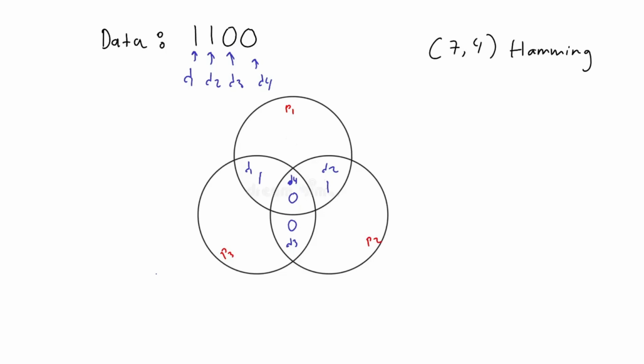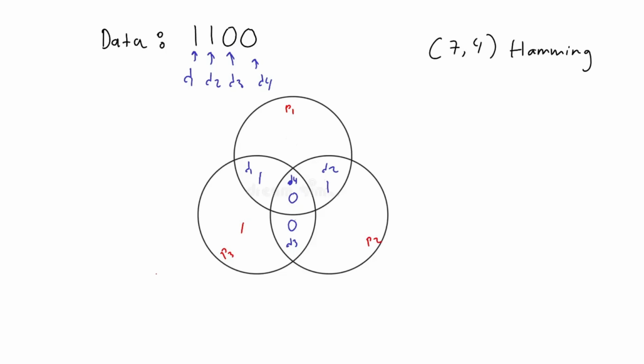To find our parity bits, all we have to do is analyze each circle here. For P3, we just have to focus on this over here, right? We have to see what is going to make our ones even. So we have 1, 0, 0, and we know that if we add a 1, our ones will be even. So 1 is going to be my parity bit in this case.